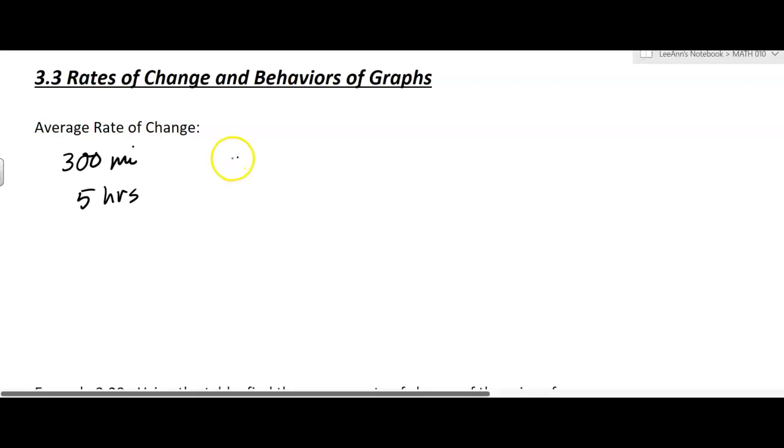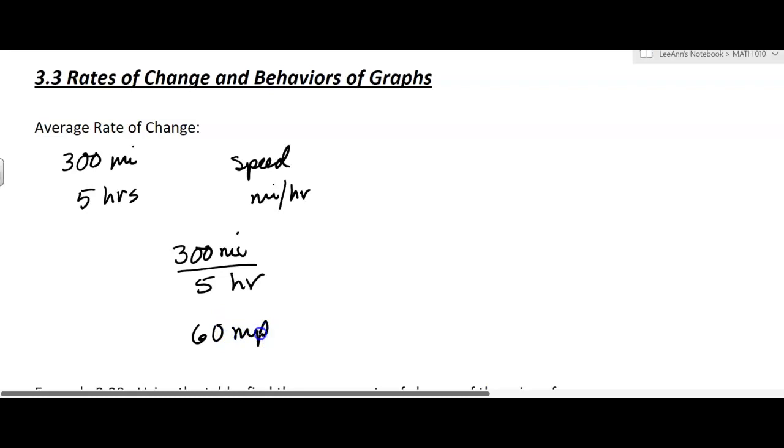Well, a speed, this comes up later in another problem, is miles per hour. You could have kilometers, but we're just going to go with miles per hour here. There's other units of measure for speed, but we're just going to say you're in your car and you're going so many miles per hour. So what you might do is say, I went 300 miles in 5 hours, and so that's like 60 miles per hour.